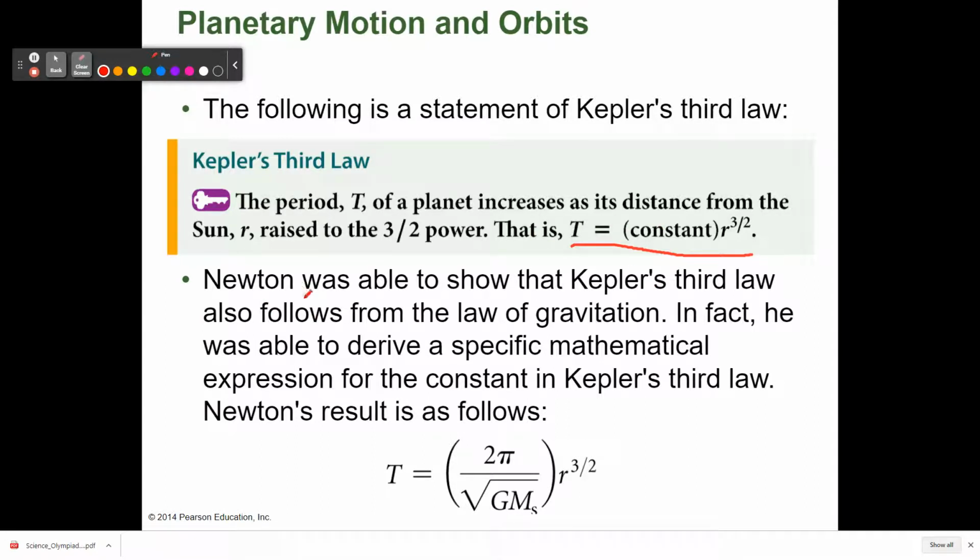Newton was able to find out what that constant was. He was able to show that Kepler's third law also followed from the law of gravitation and was able to derive the mathematical expression for that constant. So this is the actual equation to find the period of a planet's orbit. It's 2 pi over the square root of the universal gravitational constant times the mass of the sun, times the radius raised to the 3/2 power.